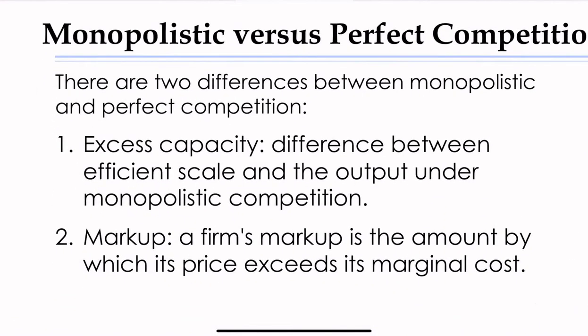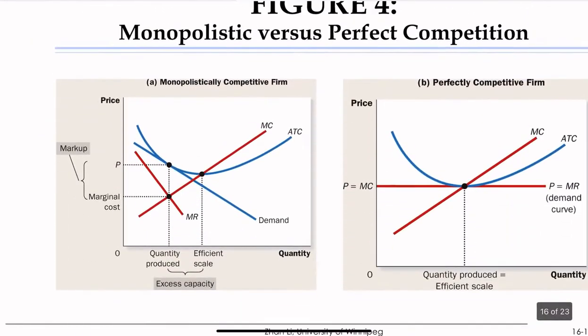Okay. Now, let's think about efficiency. To understand efficiency, we first think about the firm's production decision and its pricing decision. First, in terms of production, a monopolistically competitive firm has excess capacity. So excess capacity is defined as the difference between the efficient scale and the firm's output. So let's look at this.